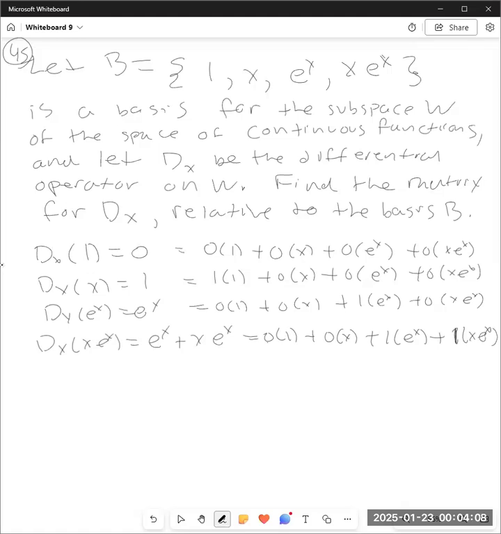So my matrix here, A, is going to look like this. 0, 0, 0, 0. 1, 0, 0, 0. 0, 0, 1, 0. And 0, 0, 1, 1. And that keeps all of my constants in a row here. All of my x's are in a row. All of my e to the x's are in a row, and all of my x e to the x's are in a row here.